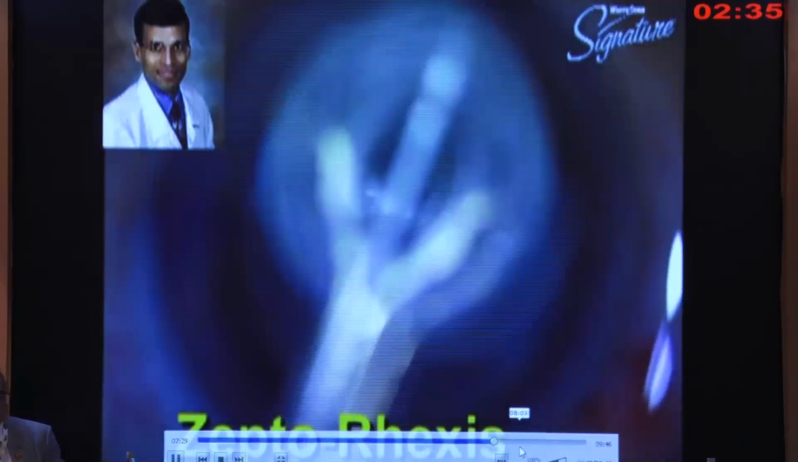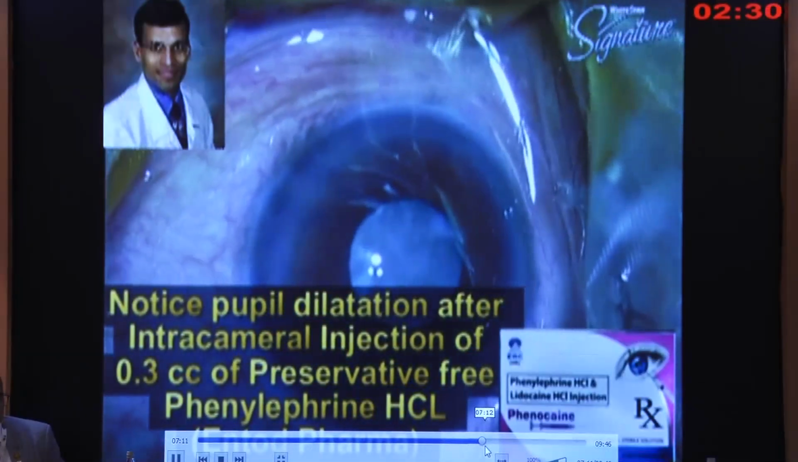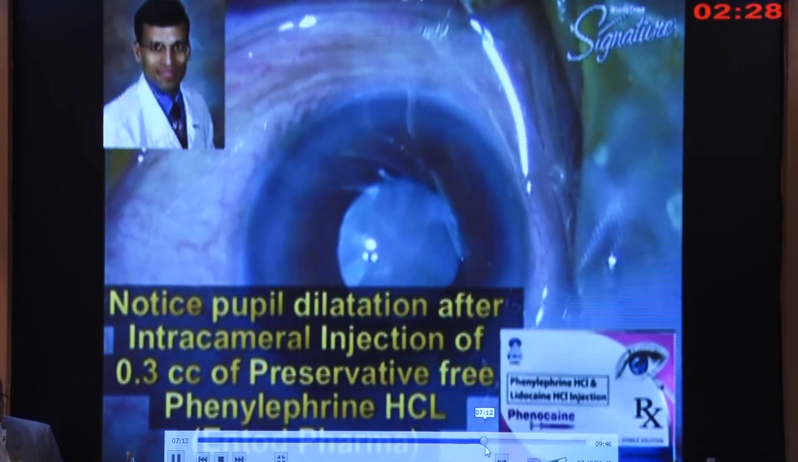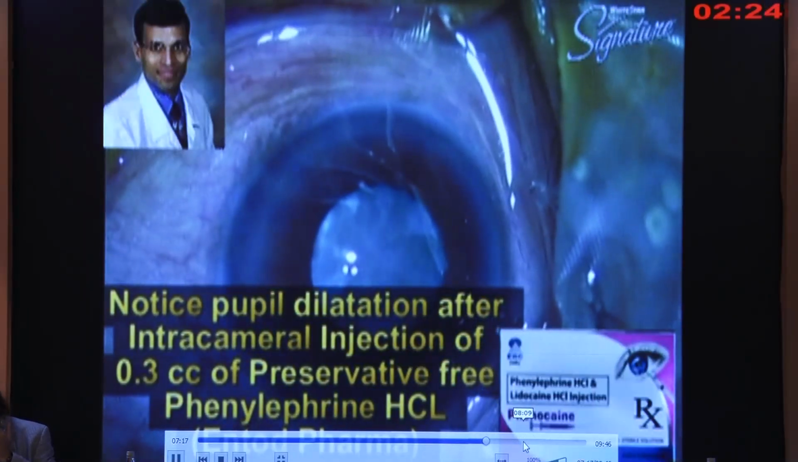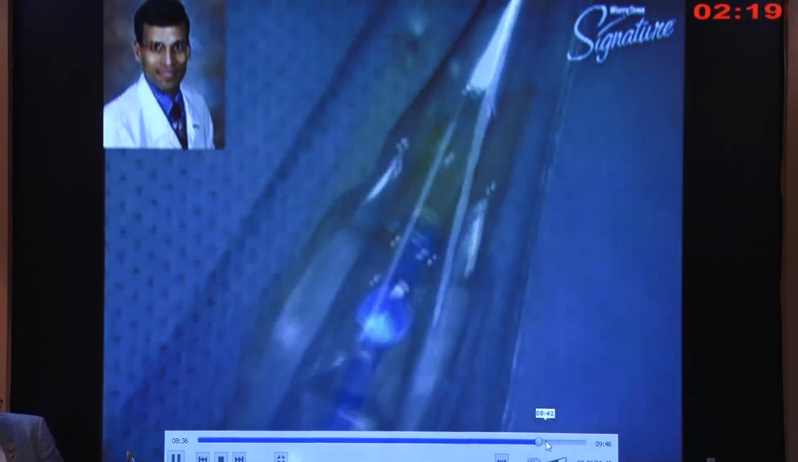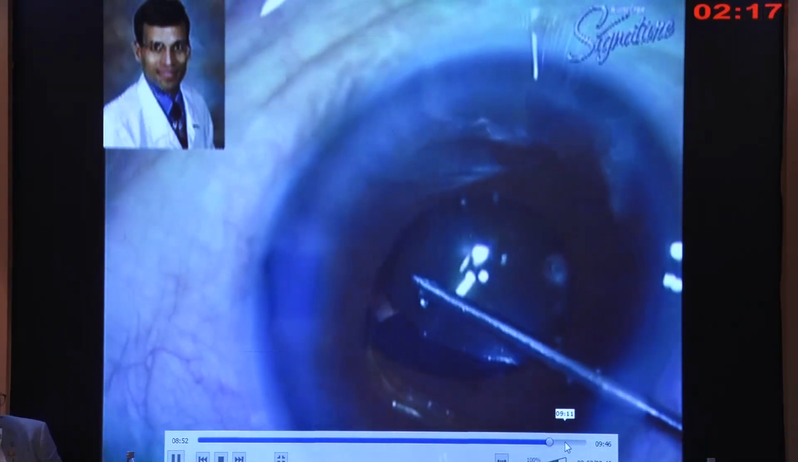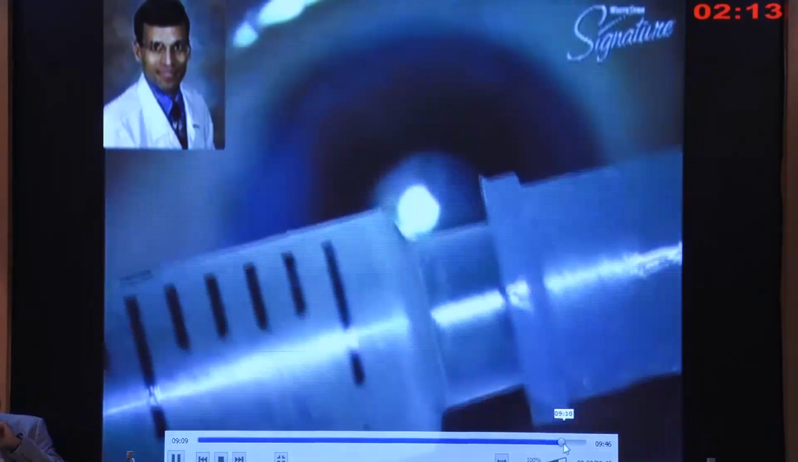This is the case where we use phenylephrine to dilate the pupil. This was a phenylephrine intracameral injection to dilate the pupil, and then we used the Zepto nanopulse device to create the capsular rexis. And last, I wanted to show you the case of the small pupil. In cases of small pupil also, you can do the Zepto nanopulse technology.